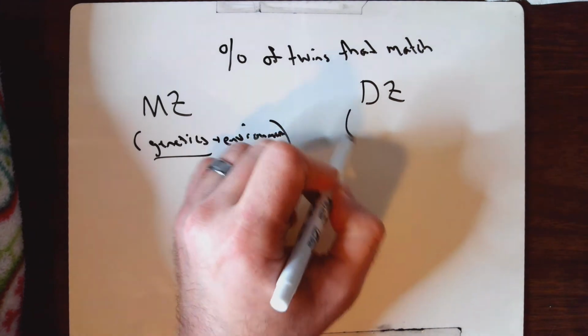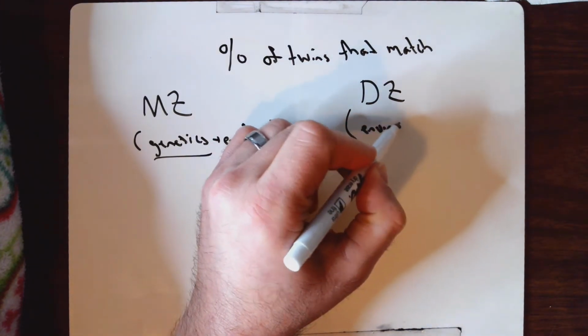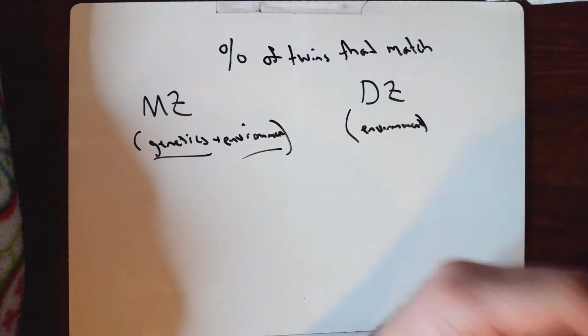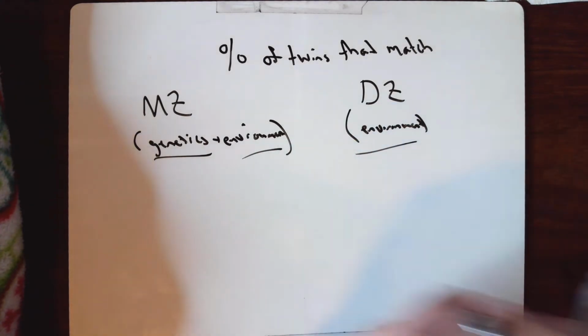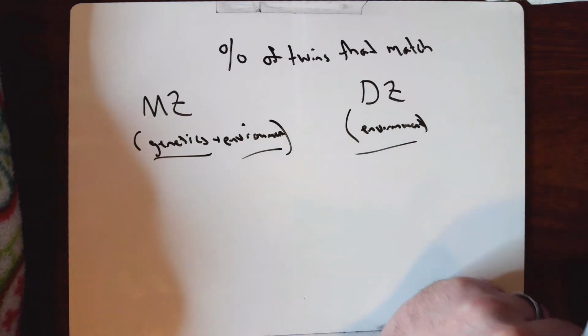Dizygotic twins, well, those are fraternal twins. They're born at the same time. They're in the womb at the same time. They go to the same school. They eat the same food. They're around their parents at the same time. They're in the same home environment. Dizygotic twins have nearly an identical environment. But because they're nothing more than siblings, they don't have identical genetics.